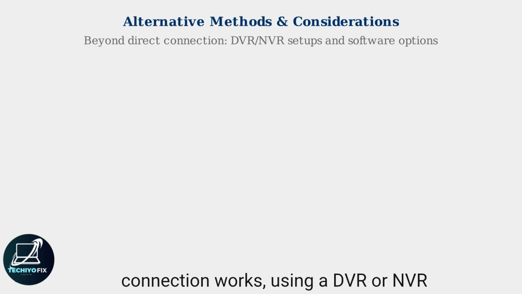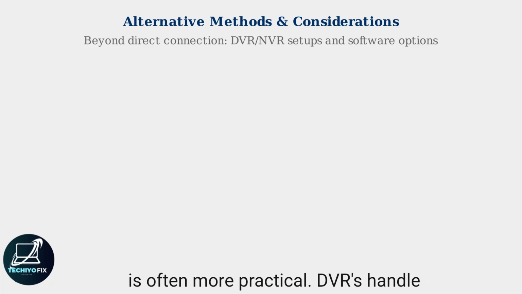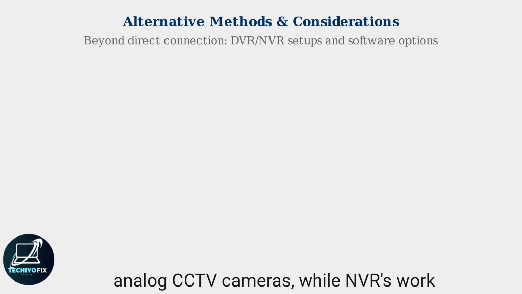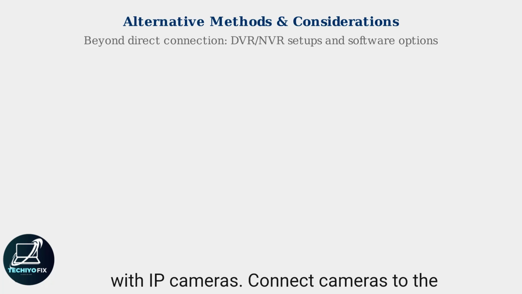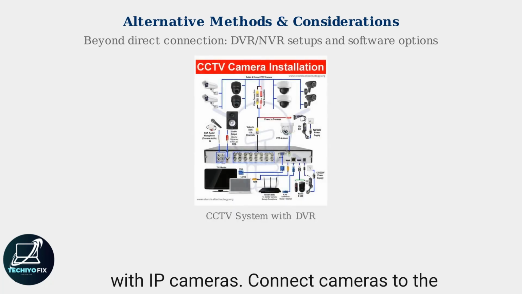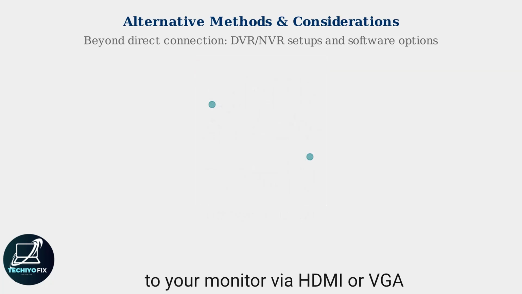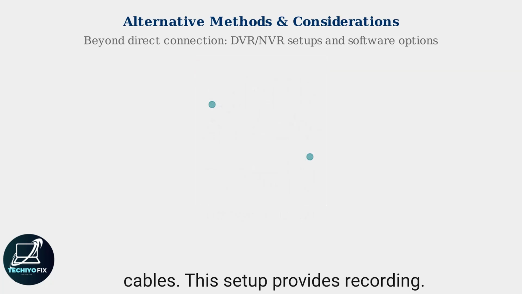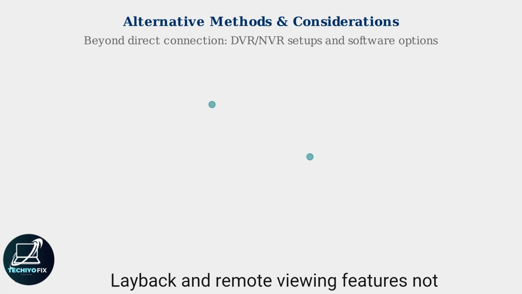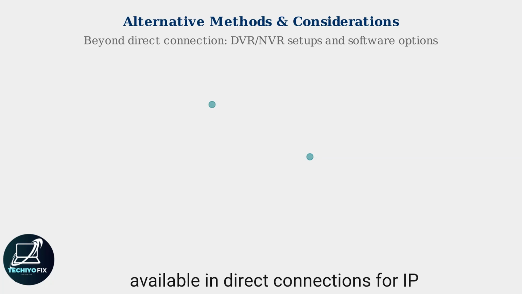While direct connection works, using a DVR or NVR is often more practical. DVRs handle analog CCTV cameras while NVRs work with IP cameras. Connect cameras to the DVR or NVR, then link the recorder to your monitor via HDMI or VGA cables. This setup provides recording, playback, and remote viewing features not available in direct connections.